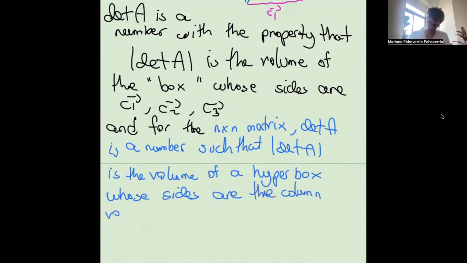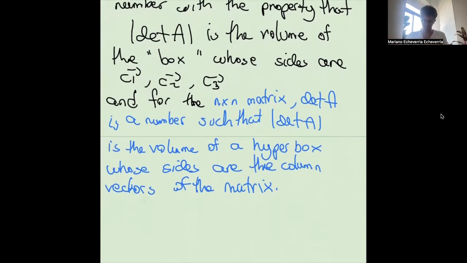This is why, if you have taken multivariable calculus before, there's a change of variable formula in multivariable calculus. I don't know if anyone has taken it yet. But there you'll see that there's a thing called the Jacobian, and the Jacobian is a determinant. And the reason is this, because the determinant is some sort of area or volume. So this is related to the change of variables formula in multivariable calculus.